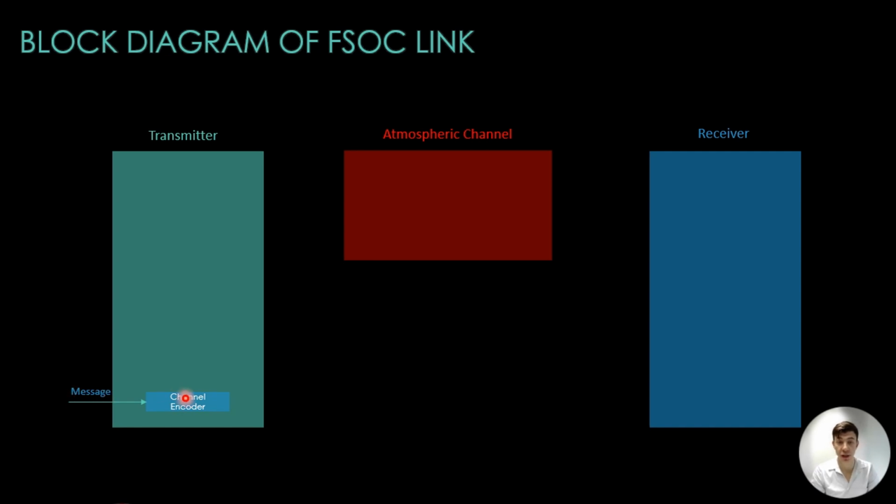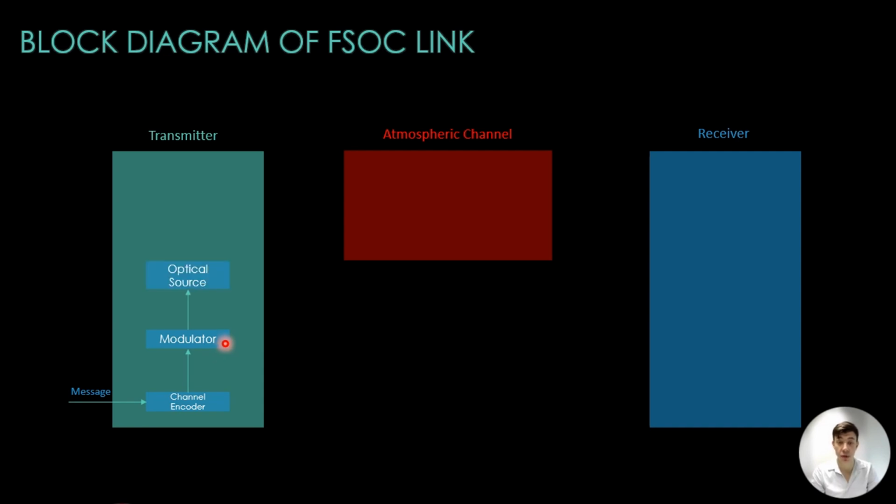Afterwards, we have the channel encoder. To ensure reliable transmission, we add a layer of protection to our data. This block uses techniques like error correction codes to make our message more resilient to noise and interference. Afterwards, we have a modulator. Here is where the magic of free space optical communication happens. This block takes our encoded data and imprints it onto a light wave, typically a laser beam. This is similar to how a radio transmitter modulates an electrical signal onto a radio wave.